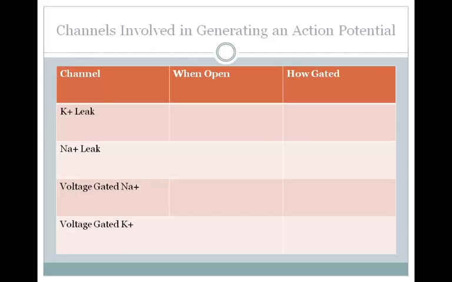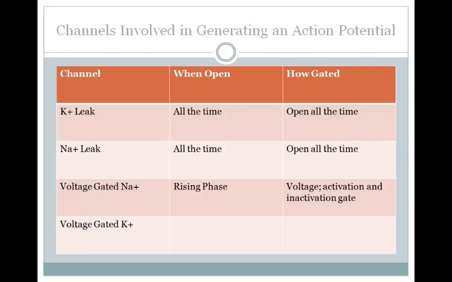Okay, let's talk about when each of these channels are open. The potassium and sodium leak channels are open all the time. There's no gating involved, and as we talked about before, there are more potassium leak channels than sodium channels. The voltage-gated sodium channels are predominantly open during the rising phase of the action potential. They're gated by voltage, so when the membrane potential goes above threshold, they will open. Their regulation is fairly complex, and they have both an activation and inactivation gate, which we'll discuss in a minute. The voltage-gated potassium channels are also gated by voltage, so once the membrane goes above threshold, they will open, although they open more slowly. They're predominantly open during the falling phase and undershoot of the action potential.